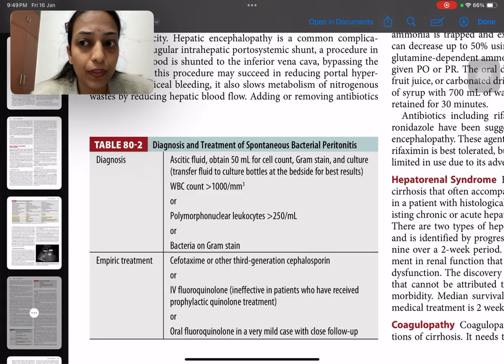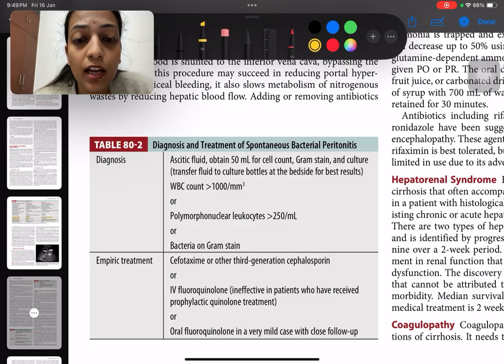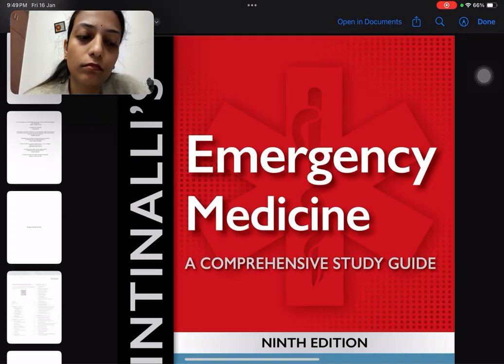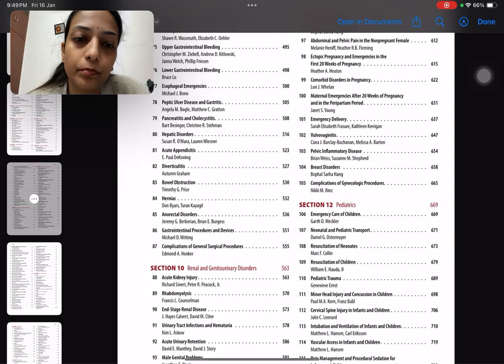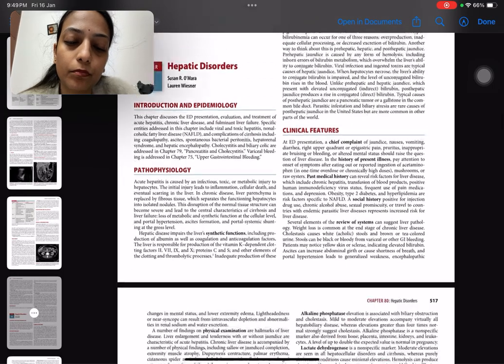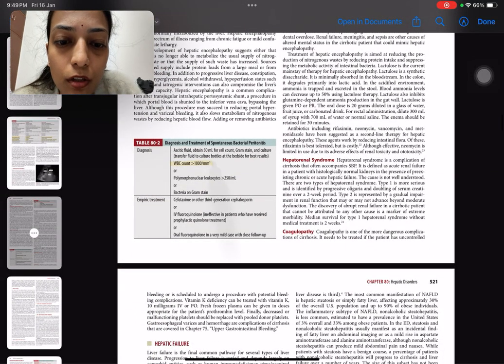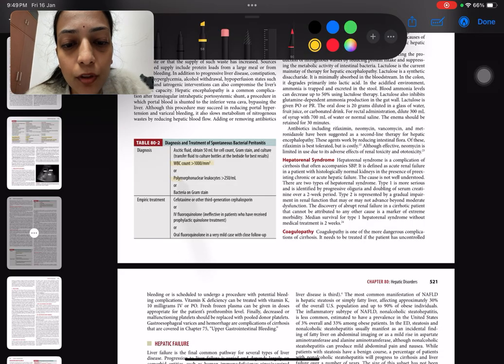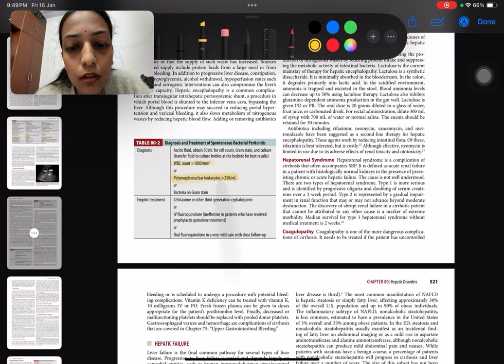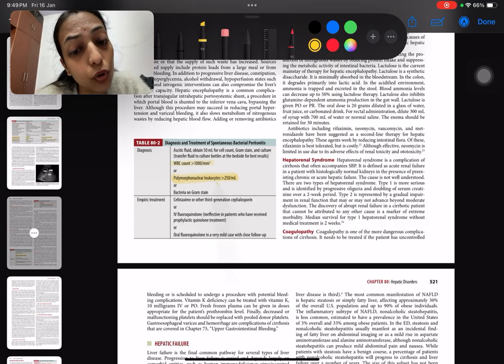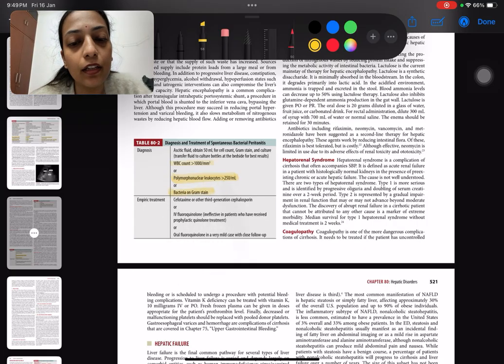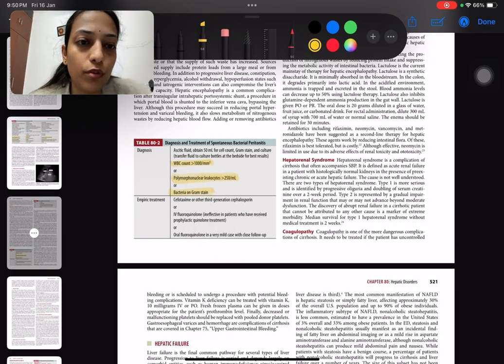Now there are 3 things by which they can tell you that the patient is having SBP. One is the WBC count. If the WBC count is more than 1000. So this was one thing. Then the other is that if the PMNLs, polymorphonuclear leukocytes, are more than 250, or if on gram stain there is bacteria. Any one of these will help you to diagnose SBP.